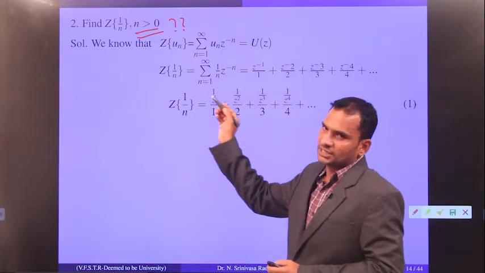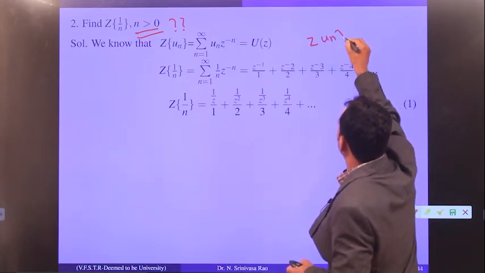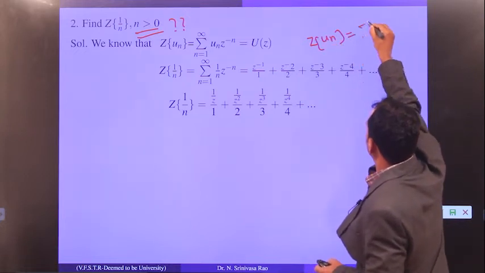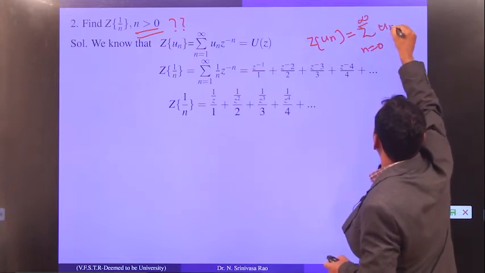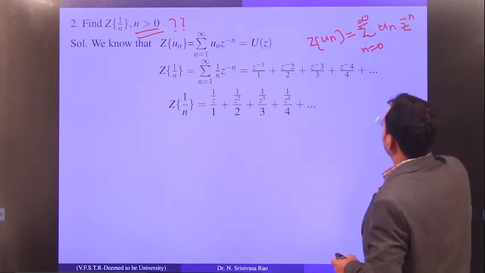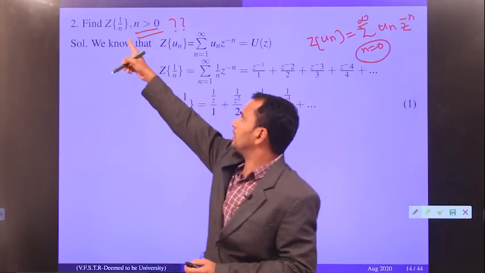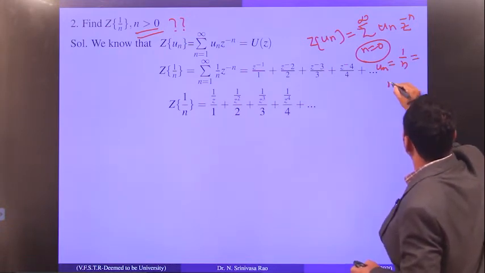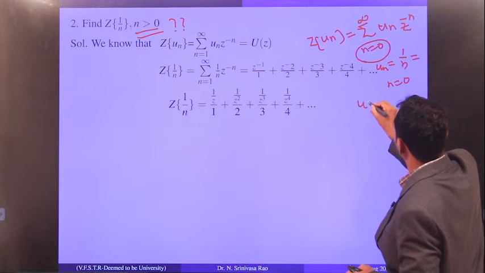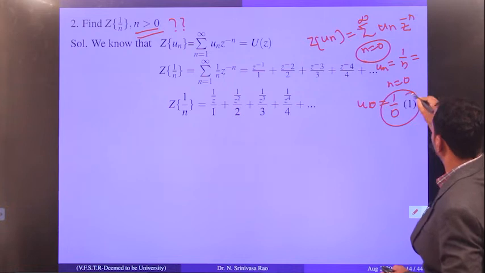Now, what is the definition of the z transform? The z transform definition is sigma from n equals 0 to infinity of un into z to the power minus n. Here n runs from 0. Suppose you take 1 by n as un. If you substitute n equal to 0, you will get u0 equals 1 by 0. So what is 1 by 0?